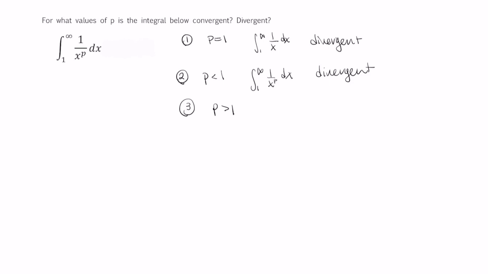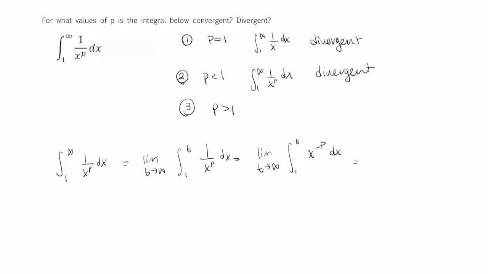So now the first thing we need to do is rewrite this integral as a limit. That is the limit as t approaches infinity of the integral from 1 to t of 1 over x to the p dx. And this is equal to the limit as t approaches infinity of the integral from 1 to t of x to the negative p dx. Undoing the power rule yields x to the negative p plus 1 divided by negative p plus 1. And we still have this limit out in front. And of course, we're evaluating from 1 to t. We can continue.